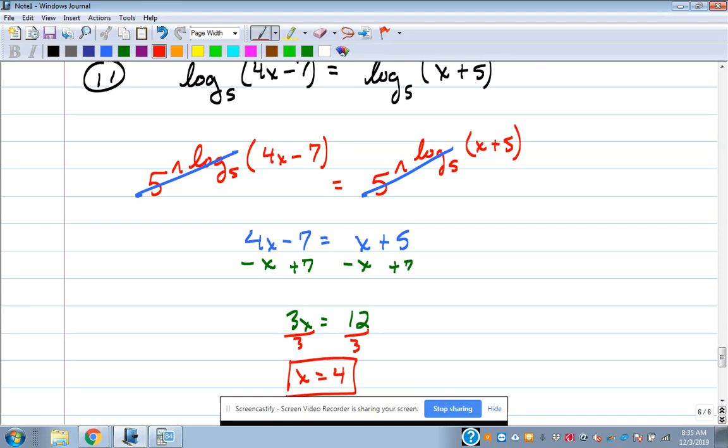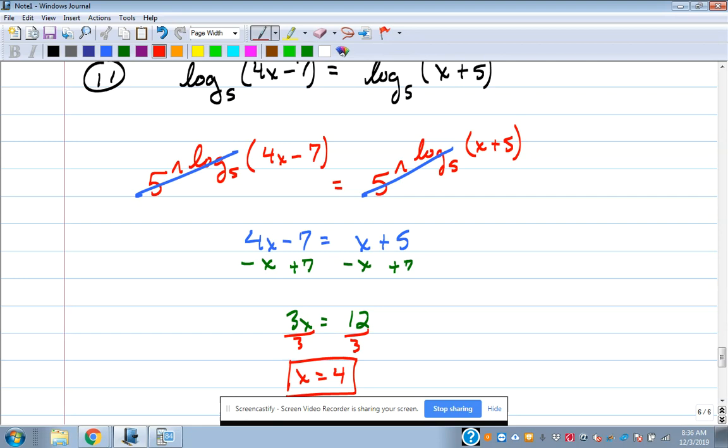Negative numbers. We can't take logs of negatives. So when we go back to check this, we're looking at whether what's inside of the log ended up being a negative number. If we go back to 4x minus 7, that'd be log base 5 of 16 minus 7, which is a positive number. So that's okay. And then on the other side, log base 5 of 4 plus 5 is a positive number. So that's a valid solution. It ends up being log base 5 of 9 on each side, which is correct.